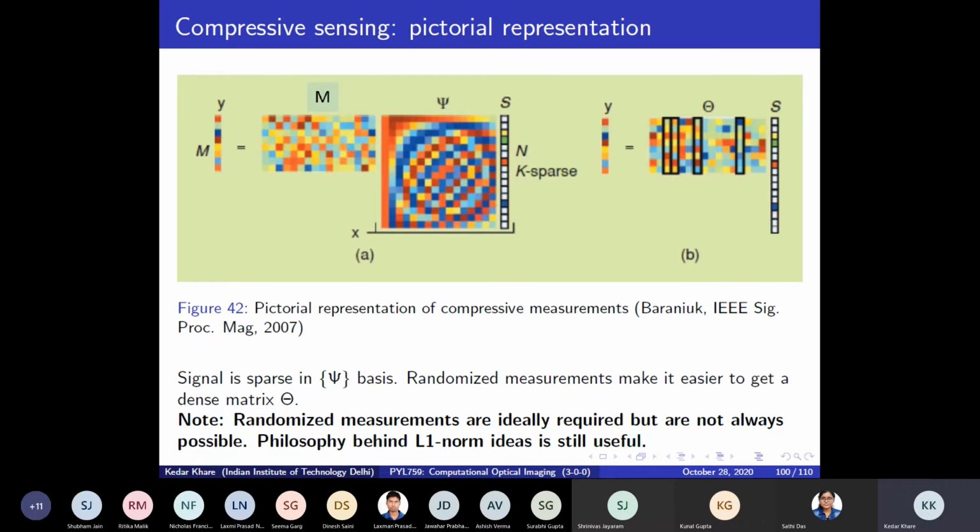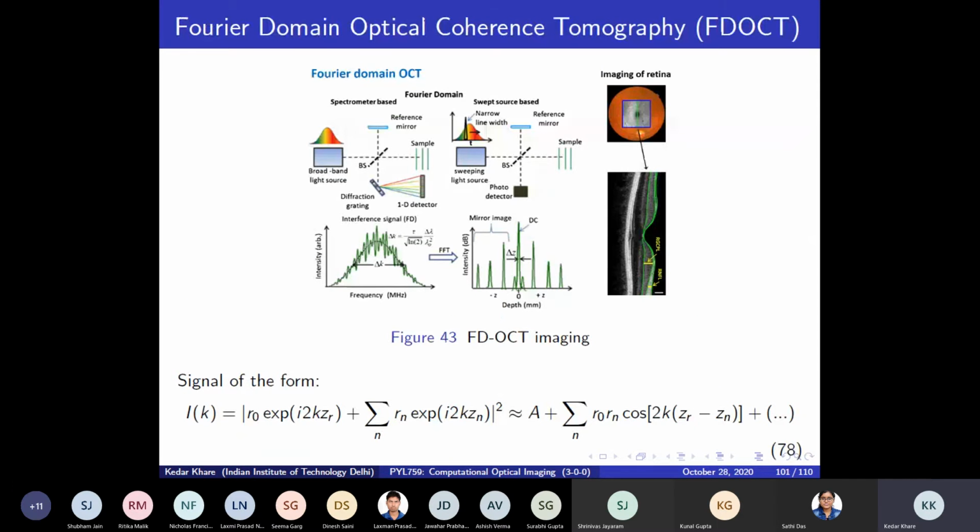So let us go ahead. I want to take one simple case to show what happens. I'm going to take an example of what is known as Fourier domain optical coherence tomography. This modality has become very important for subsurface imaging in biomedical applications. Here is an example of imaging of the retina.